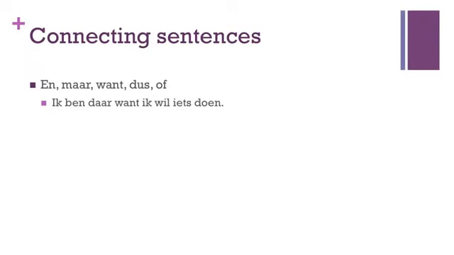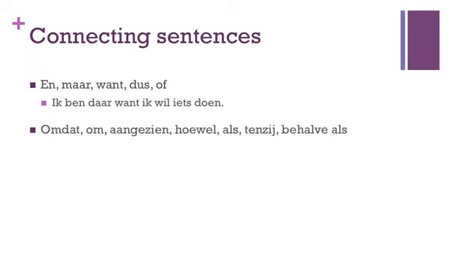Will. Now we're going to see some words that do change the order, namely by putting the verb at the end of the sentence. Infinitives are still after that. So the words there are omdat, om, aangezien, hoewel, als, tenzij, behalve als. Omdat is the same as want, because. Om is in order to. Aangezien is since, hoewel is although, als is if, and tenzij and behalve als mean the same, unless.